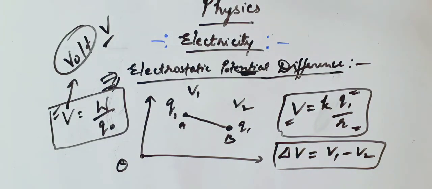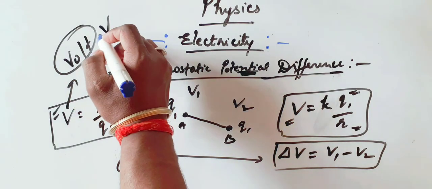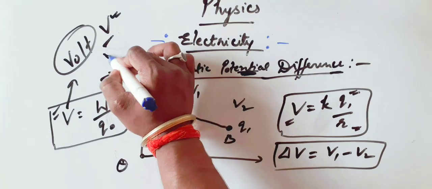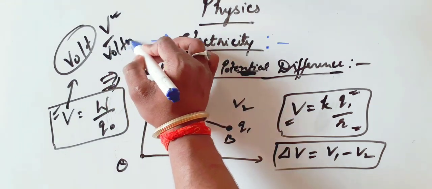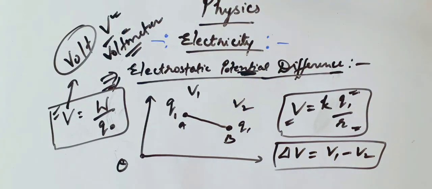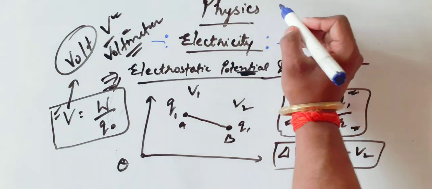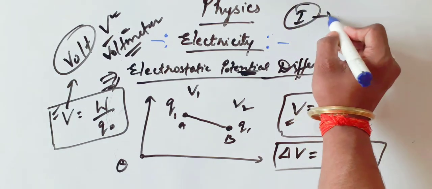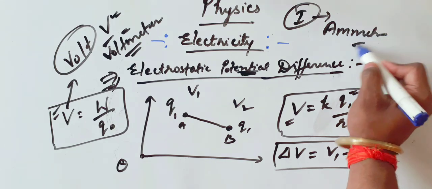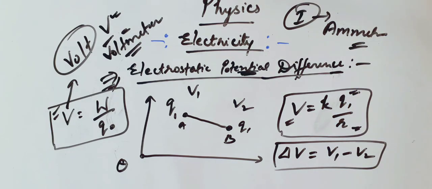There is a device which is used to measure the potential difference in a circuit, which is called a voltmeter. And the device which is used to measure electric current is called an ammeter. An ammeter is a device which is used to measure electric current in a circuit.